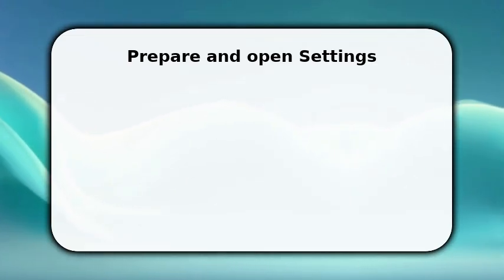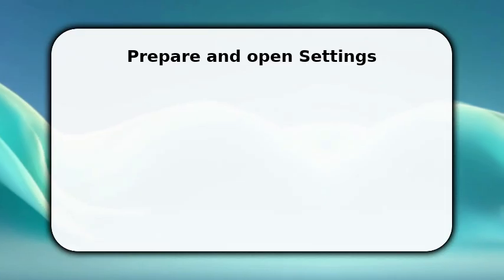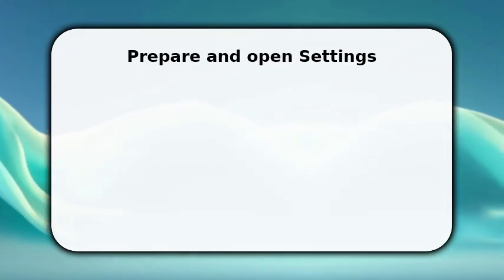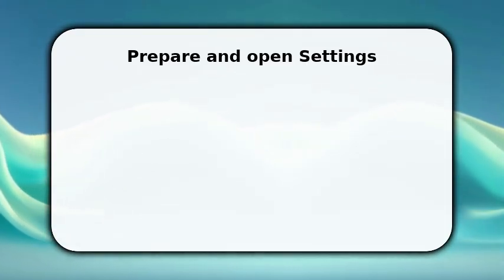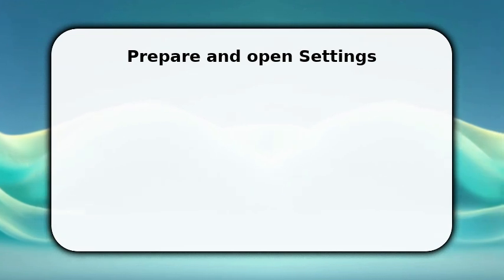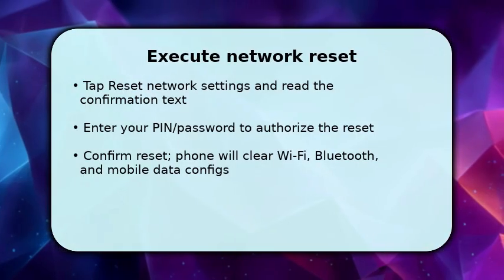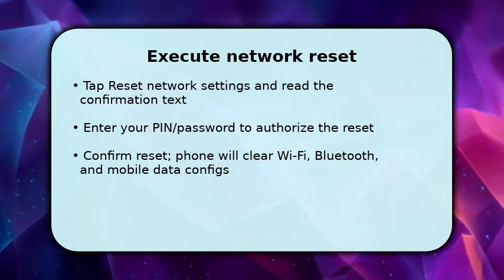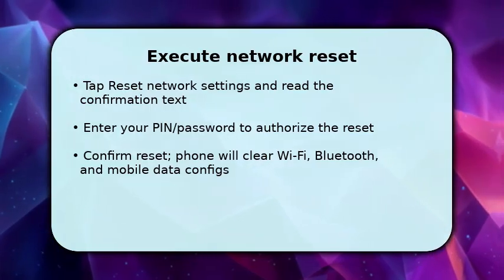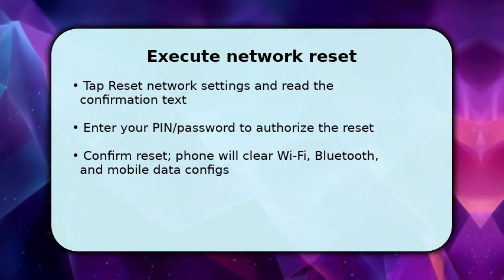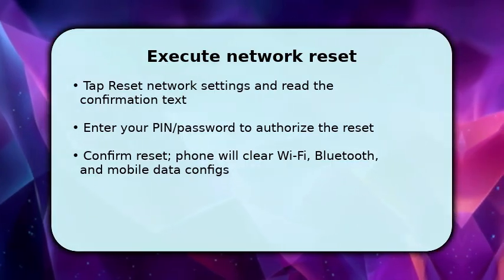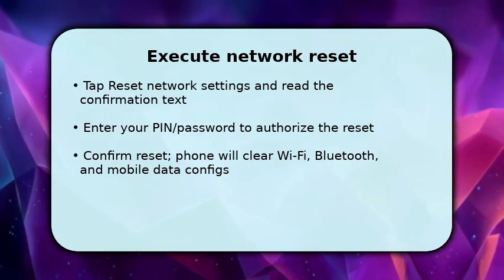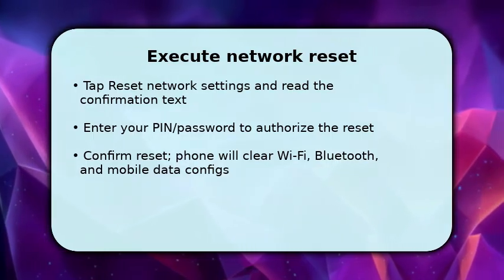You'll see options like Reset Network Settings or Advanced Network. Focus on Network Settings, Reset as your first actionable step to clear connections and cached network. Once you've located Reset Network Settings, tap it and read the confirmation so you understand what will be removed: saved Wi-Fi networks, paired Bluetooth devices, and any custom mobile APN settings. Make sure you know your Wi-Fi passwords. You'll need to re-enter them.